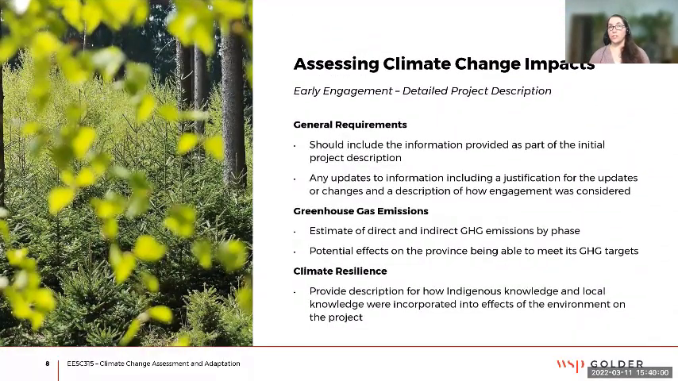When we get to a detailed project description, there's some general requirements. So of course, you want to build on what you've already provided. And if you have any changes, you should provide justification for those changes or how engagement really stimulated those changes. For greenhouse gases, now you're getting more detailed in your emission estimates. You're talking about direct and indirect greenhouse gas emissions by phase, which I'll provide examples of those. But you're also talking about, now that you understand what the potential emissions are for the project, you have a detailed project description, you also need to think about how does this project impact a province or territory being able to meet its GHG targets.